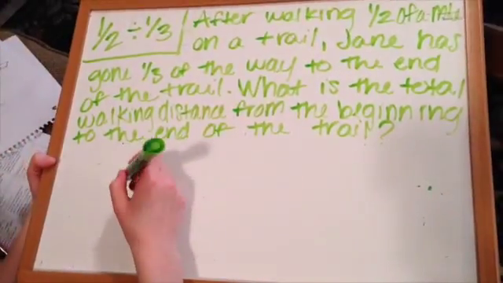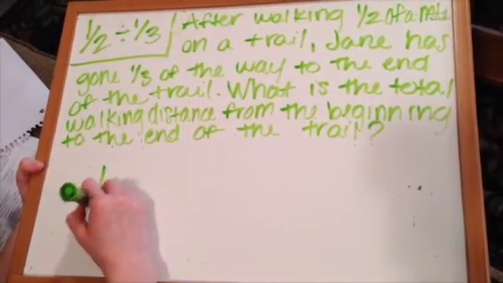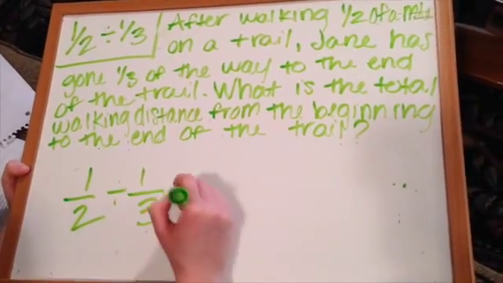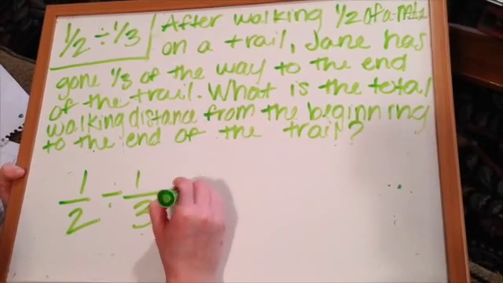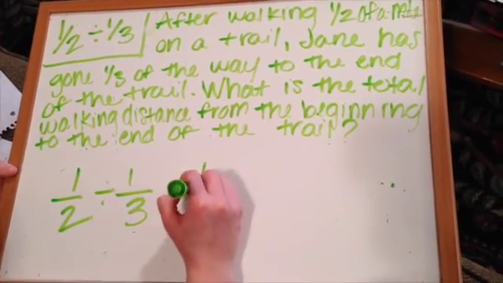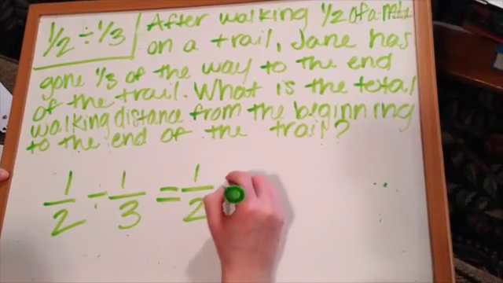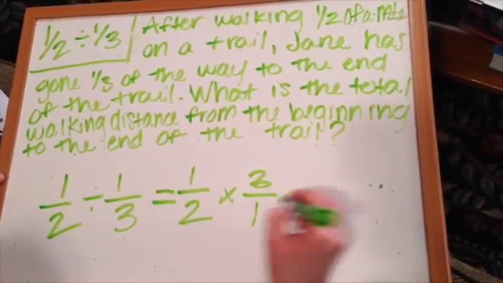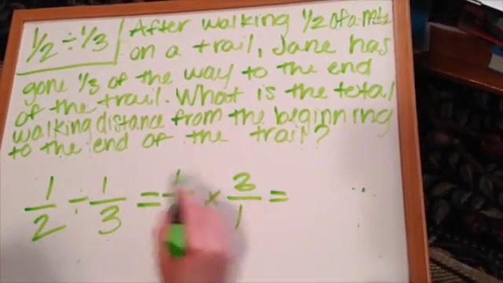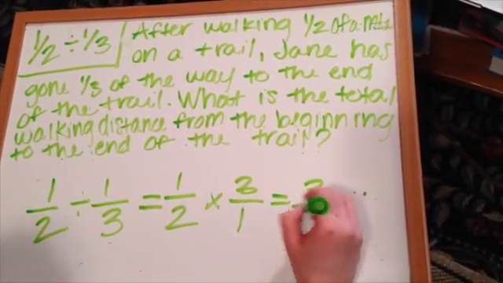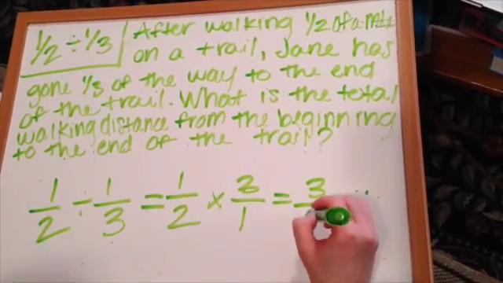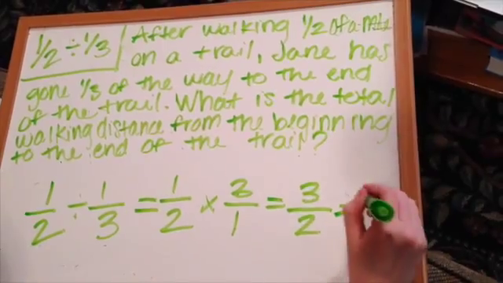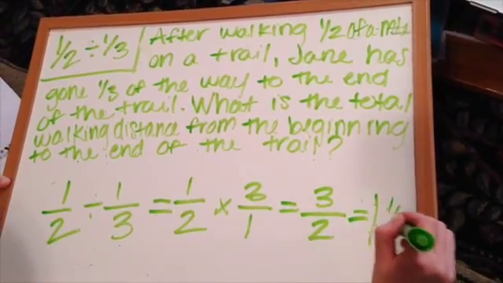Okay, so now for the number sentence, we have our 1/2 divided by 1/3. And we're going to invert and multiply again. So we have 1/2 times 3 over 1. Which equals 3 times 1 is 3, and 2 times 1 is 2, which equals 1 and 1/2.